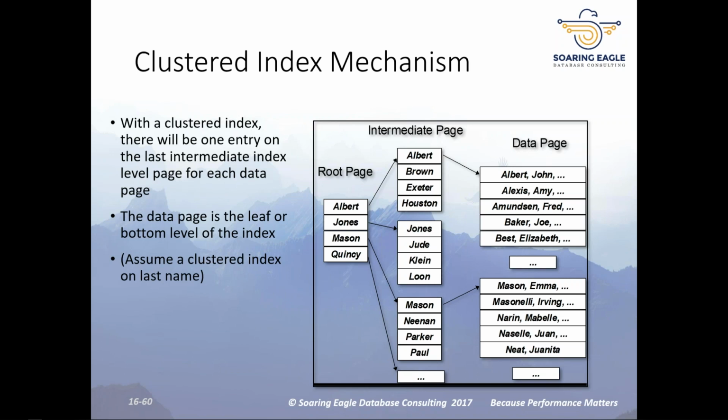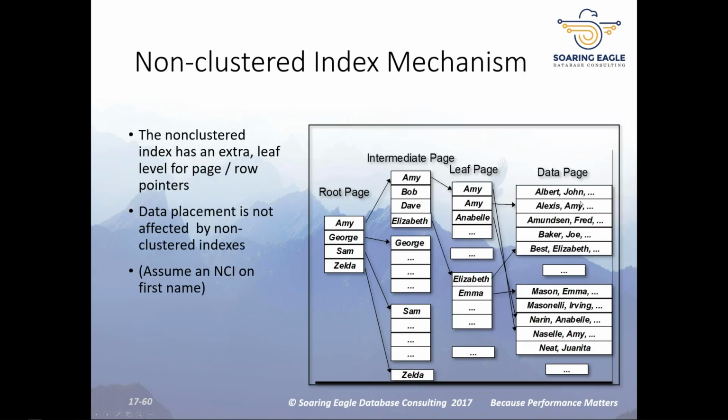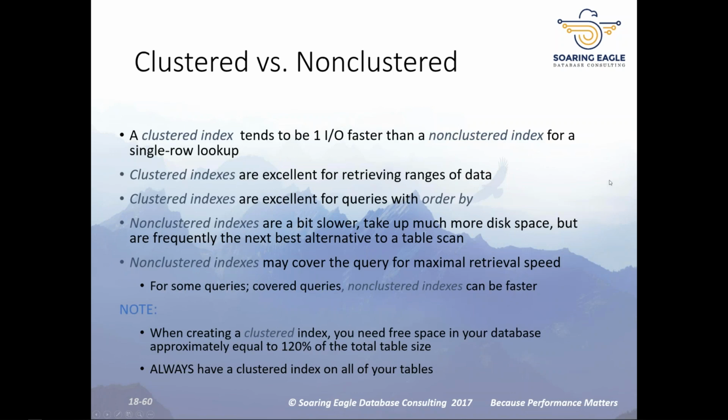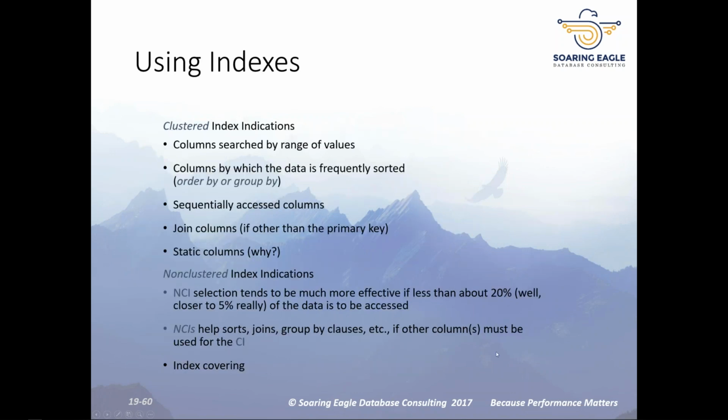Next question, what if I delete Joe Baker, and then Fred Amundsen, and then Amy Alexis? As these pages start to get empty, they do not get reused if you're storing the table in a heap. Because when I insert the next Joe Baker, it doesn't go on the right data page. It goes once again at the tail end of the heap. So in order to keep our data pages balanced, always want to have a clustered index.